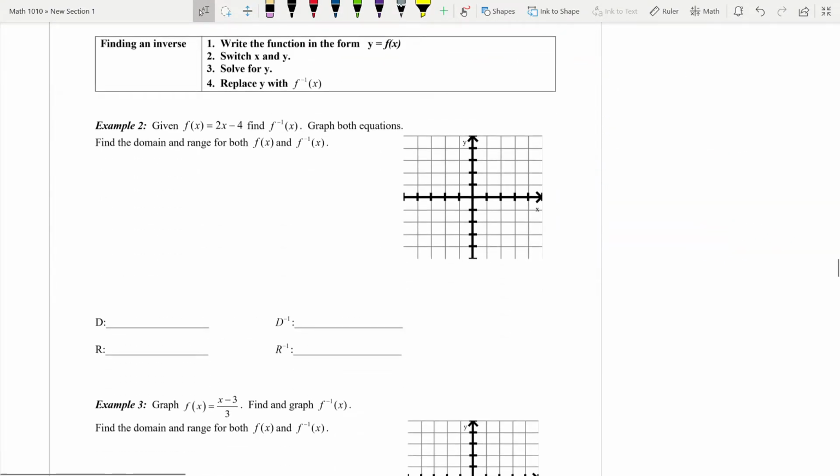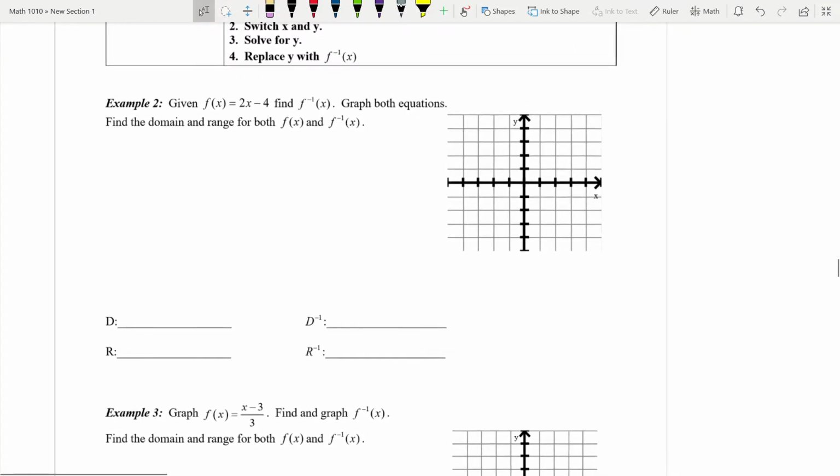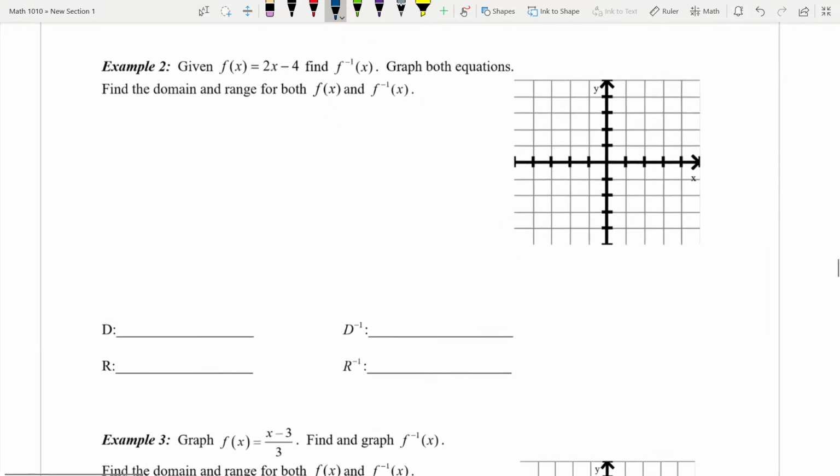Okay, so now we're going to find an inverse. Basically, I'm going to give you an order in which I think you should do these things, and I think you should follow the order because it's going to make it easier, okay? So here is example 2. Step number 1 is going to be to graph f of x.